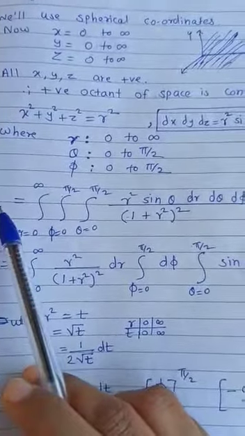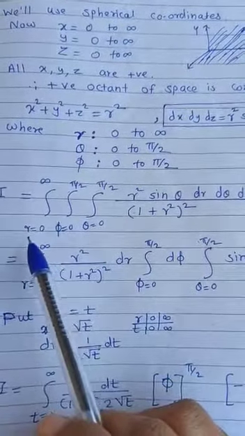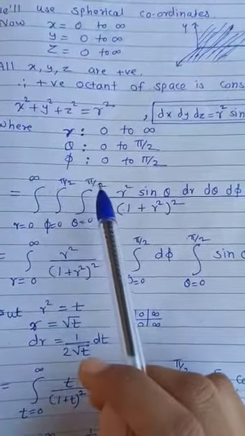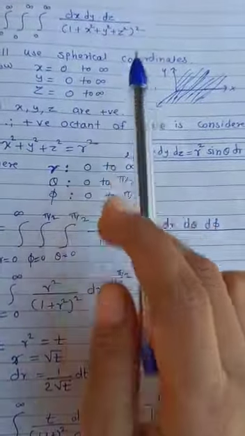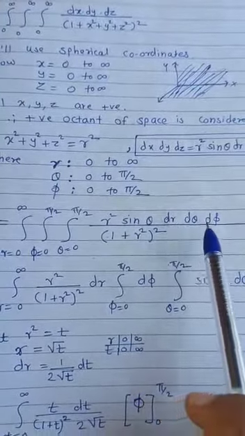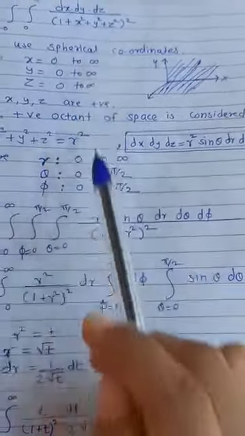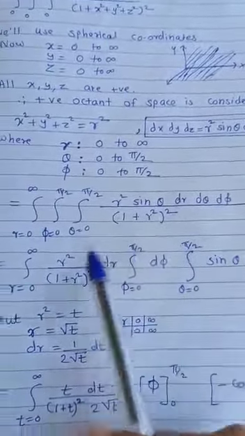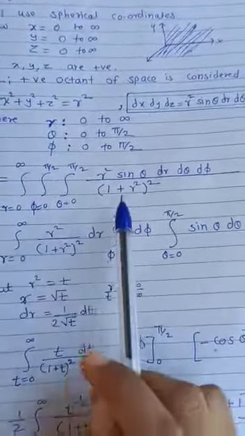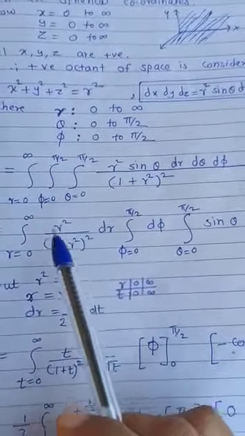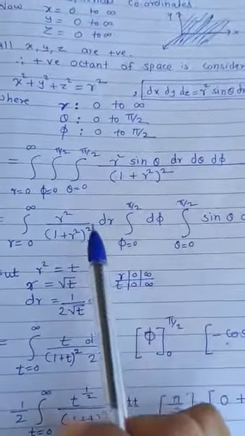Now the given integration will reduce to a triple integration. R is from 0 to infinity, phi is from 0 to pi by 2, and theta is from 0 to pi by 2. dx dy dz is r square sin theta dr d theta d phi upon, you can see, 1 plus this value which is r square, so (1 plus r square) whole square. Now since all the limits are constant, they are not functions, let's separate out 3 integrations separately.